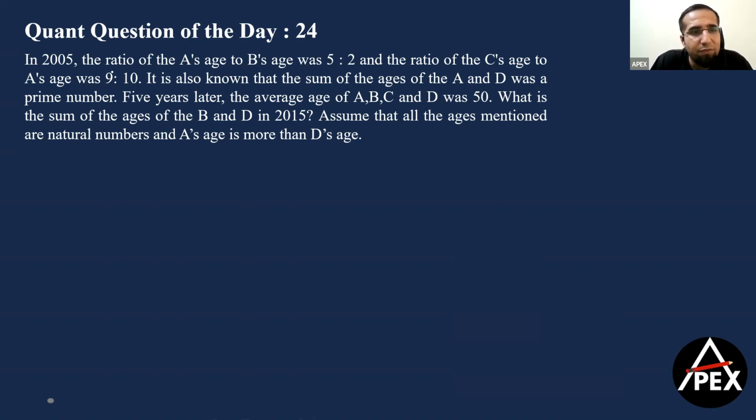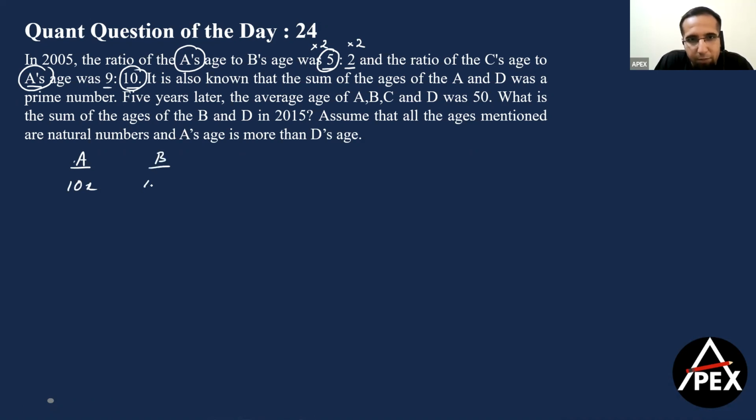It says in 2005, the ratio of A's age to B's age is 5 is to 2 and the ratio of C's age to A's age is 9 is to 10. So if you observe, you are given A is to B and C is to A. Right now here A is 5 parts and here A is 10 parts. For us to merge two ratios, we need to ensure that the repeated term should be numerically the same. So I'm multiplying this ratio by 2 on both the sides. So I can directly write that the age of A is 10x.